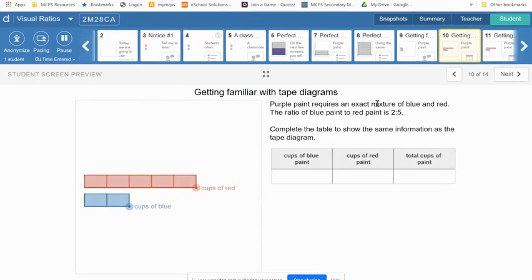Purple paint requires same thing, 2 to 5. Complete the table diagram to show the same information as the tape diagram. Cups of blue paint, I need 2. Cups of red paint, I need 5. And total, 7. That's my total.